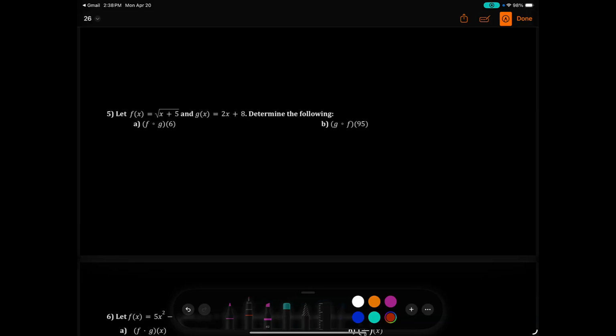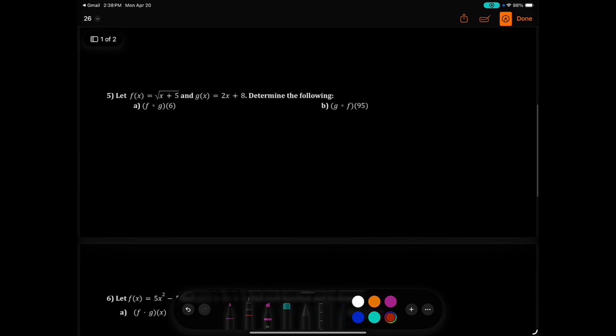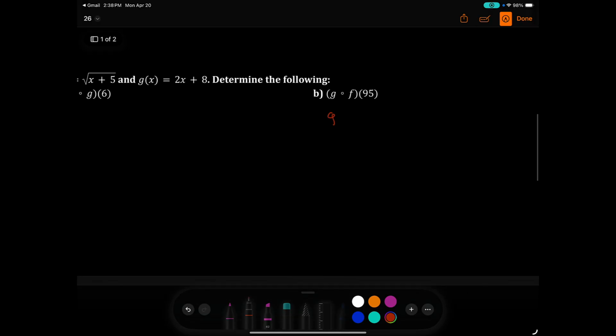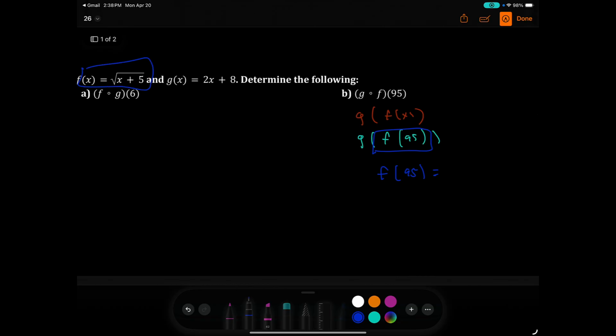Okay, let's go over number 5b. The first thing I'm going to do is write this in function notation. And this problem is asking us very specifically for f of 95. So what I'm going to do first is find f of 95. So f of 95 is equal to, I'm going to put in 95 plus 5. So that gives me 100. And the square root of 100 is 10.